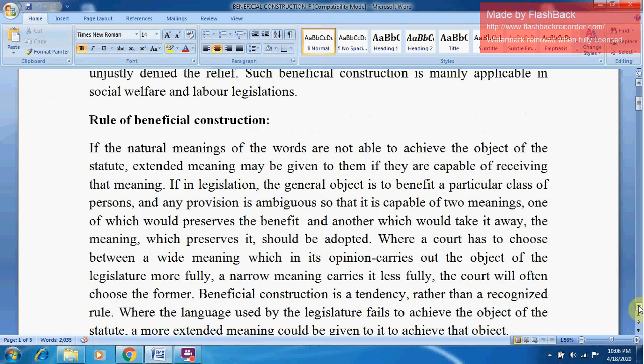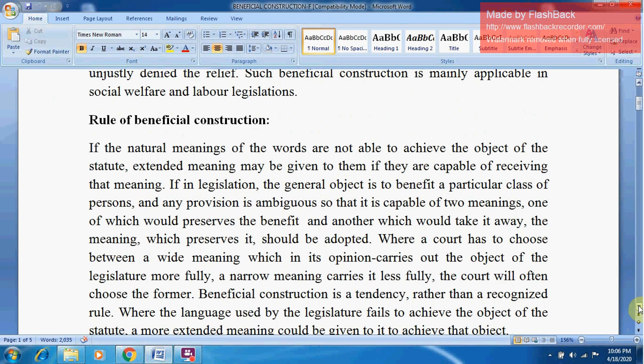I repeat, if in legislation the general object is to benefit a particular class of persons and any provision is ambiguous so that it is capable of two meanings, one of which would preserve the benefit and another of which would take it away, the meaning which preserves it should be adopted.